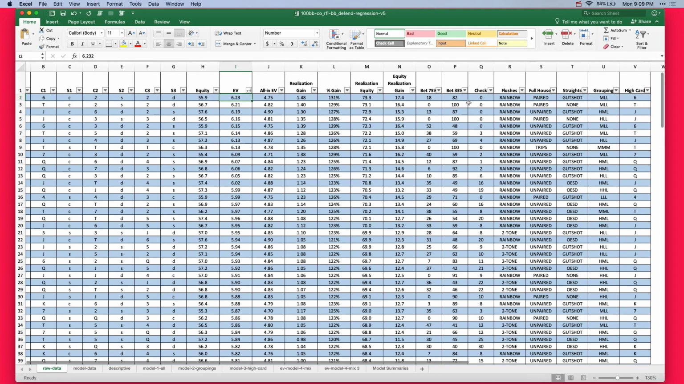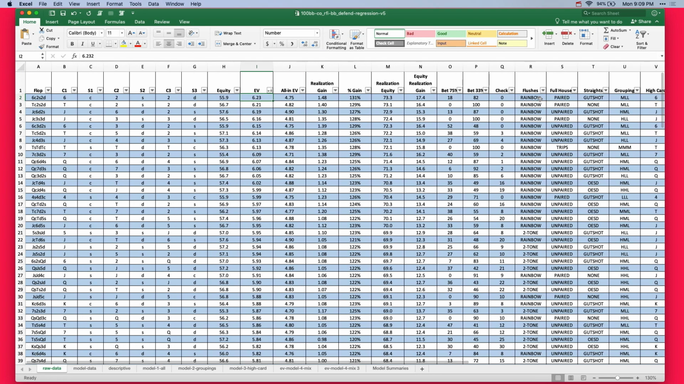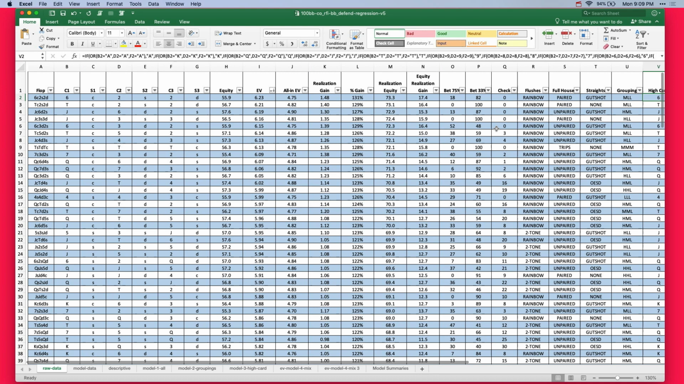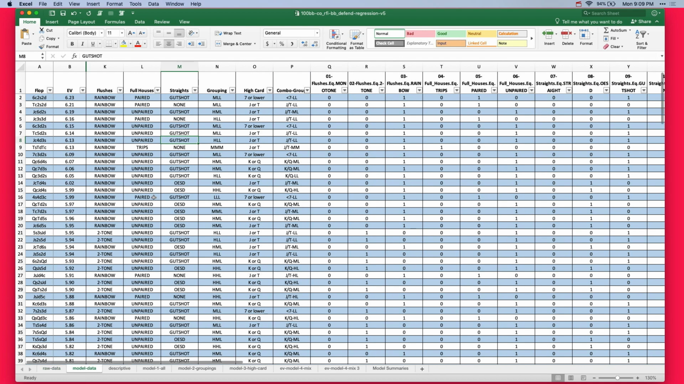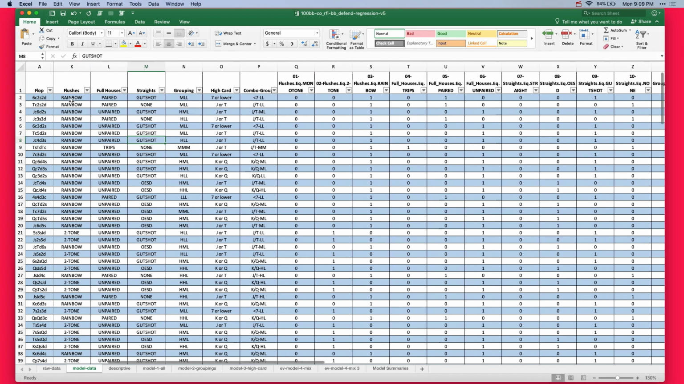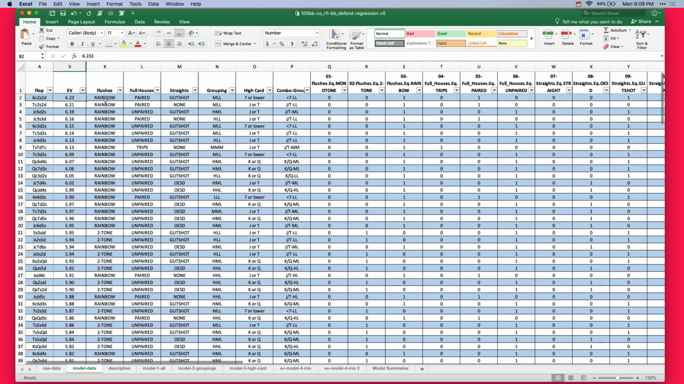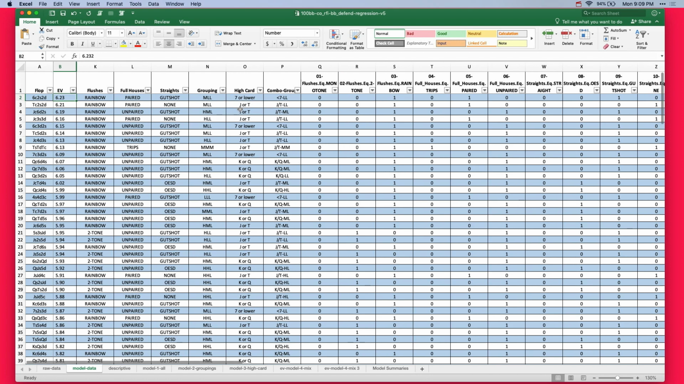And then I categorized each of these flops for whether they're a rainbow flop, whether it's a paired flop, gut shots, the grouping, and then the high card. Now, the second thing I did here is actually build a model data set. So for each flop, what do we care about? We care about the EV, and then we care about each of these different groups, and we can worry about this combo group in a second here.